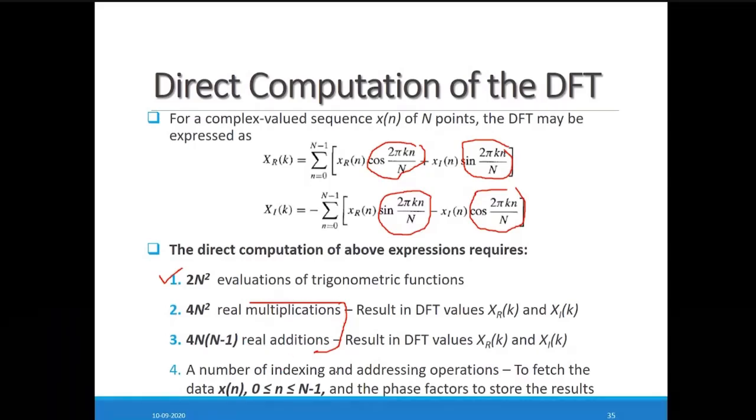Then there is a number of indexing and addressing operations to fetch the data. Whenever we fetch the data, we require x of n every time for the calculation of X_R(k) and X_I(k). Yes, does anybody have any query?